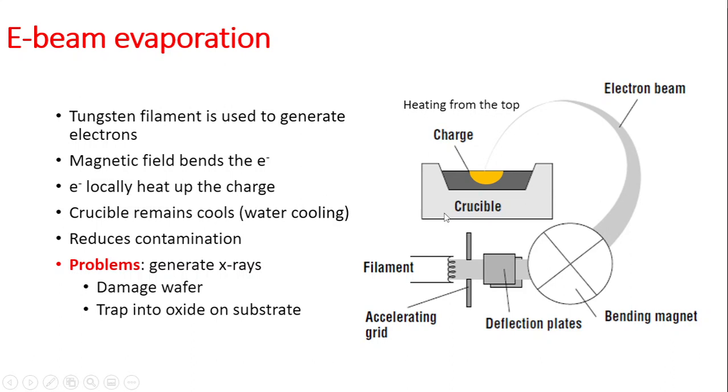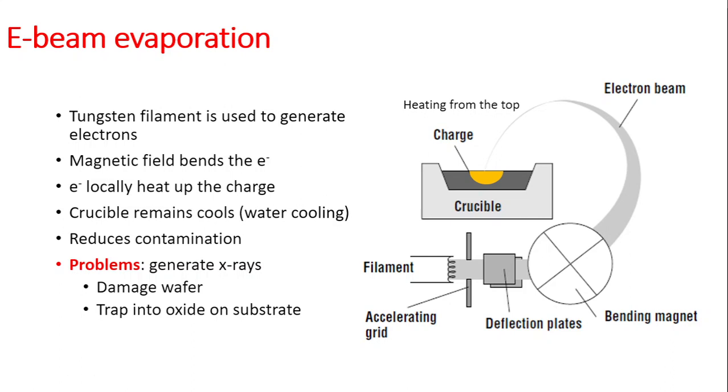And one other problem with e-beam evaporation is that since you're using electrons and they are bombarding your charged material, you can generate X-rays, and in some cases the X-rays or even secondary electrons can actually bombard onto your substrate above, and they can damage the wafer. Or if you have polymers, you can actually end up cross-linking the polymer.